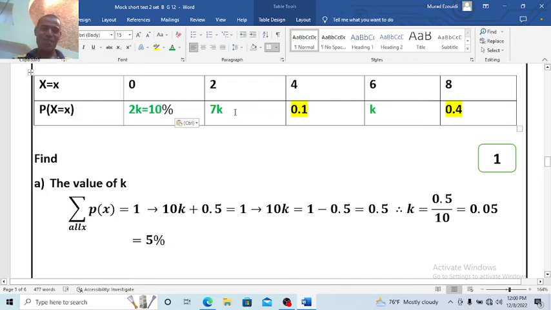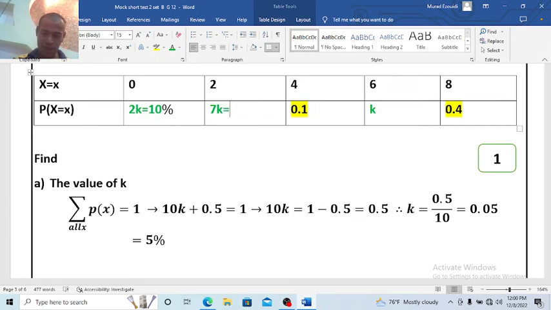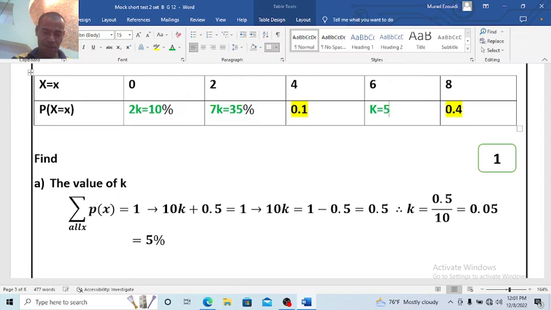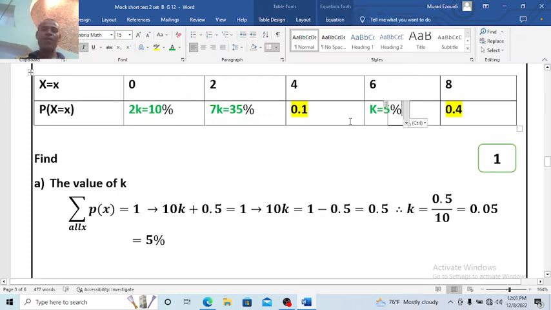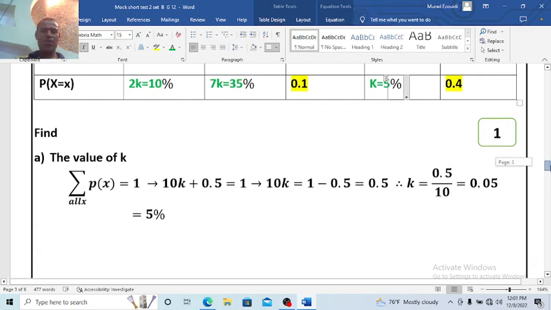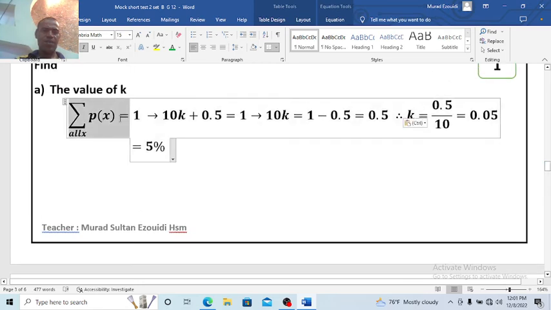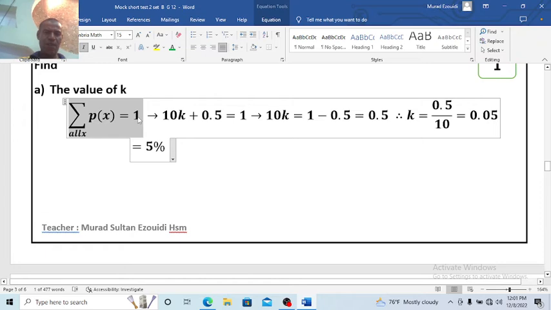And this one, 5% multiplied by 7 will be equal to 35%. Okay, k is 5%. So now we can continue. Second question, the question is about finding the variance, something like that.